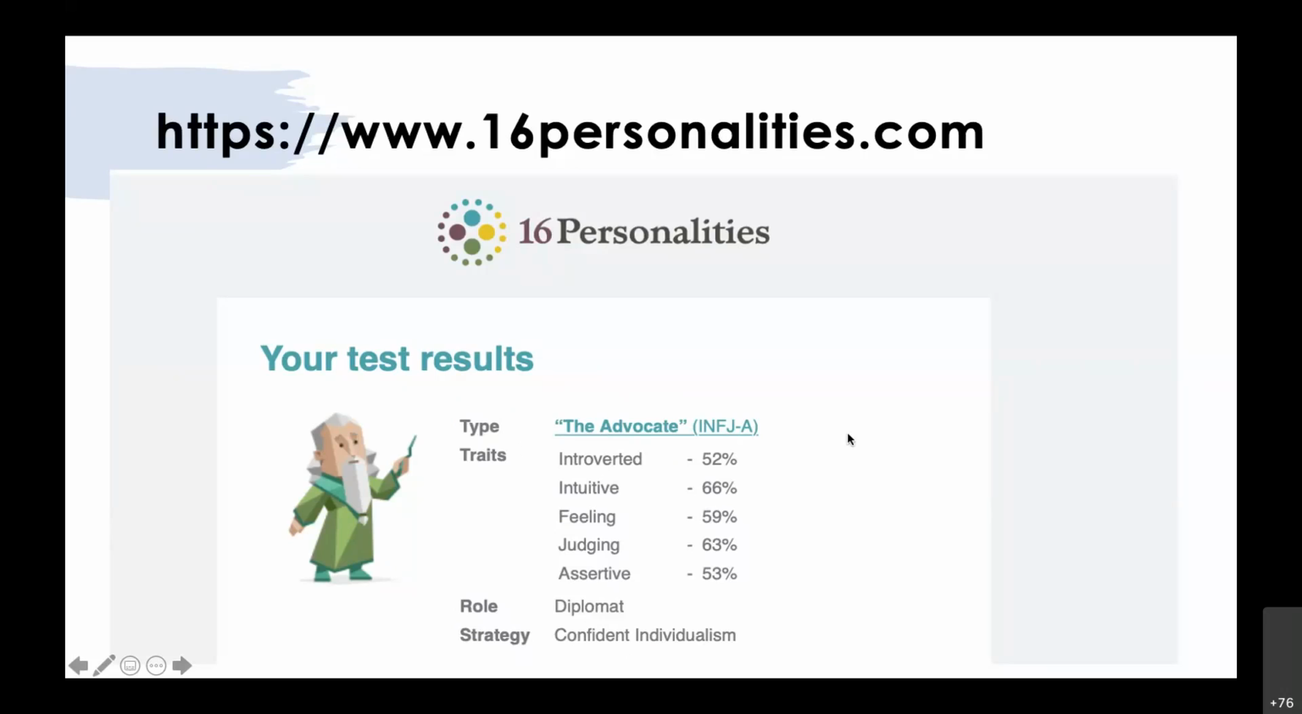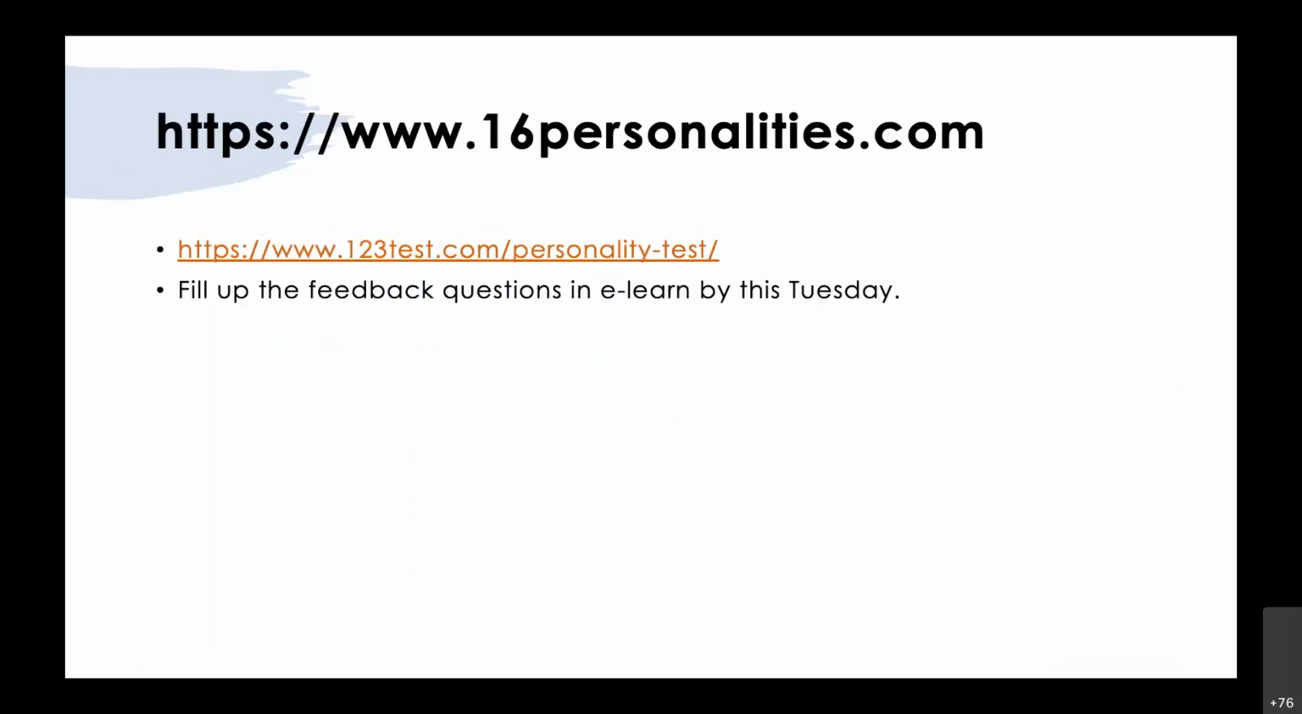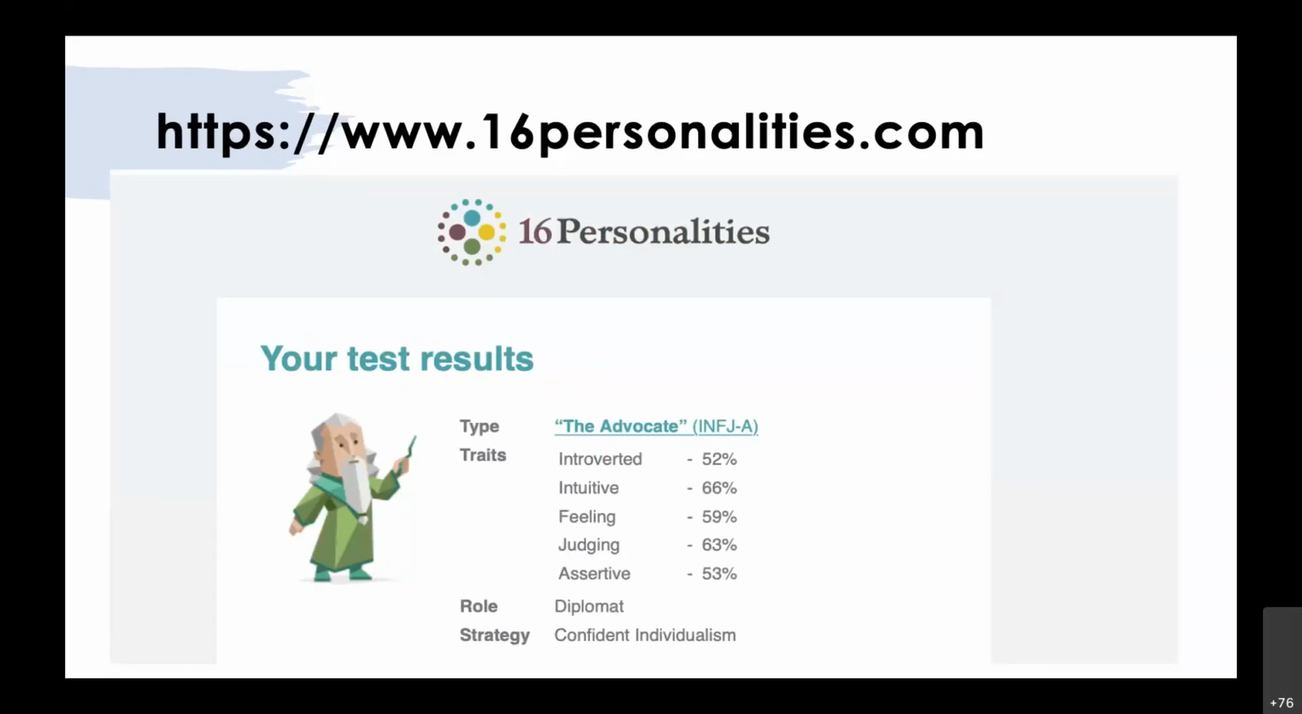Okay, every year if you do this test, you are changing because your lifestyle changes, your thinking changes. But for now, if you can please go here, and then after that go to e-learn. You have to submit by this Tuesday so that I can see the data and analyze. You just need to key in what type you are, what your role is, what your strategy is, and the percentage of if you are introvert.